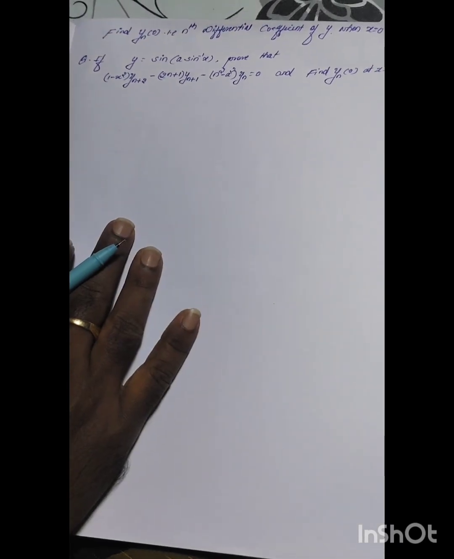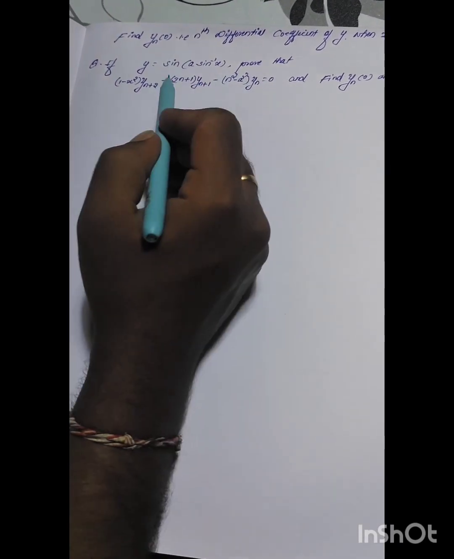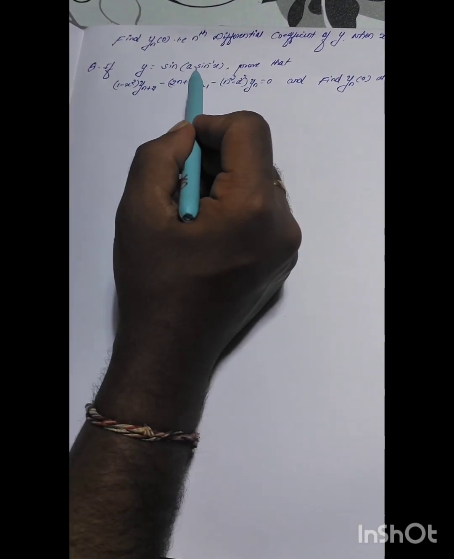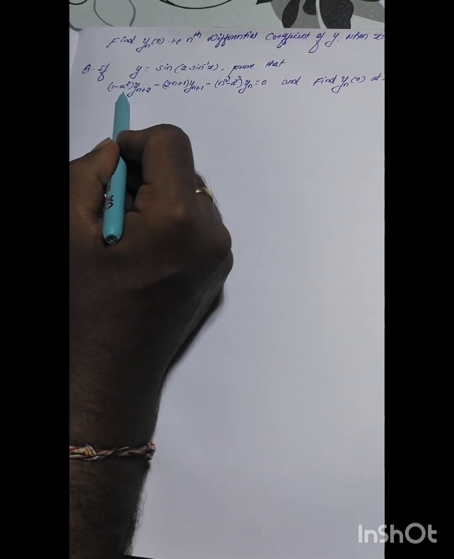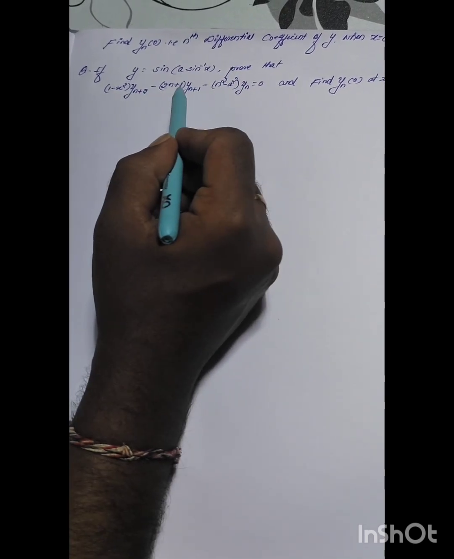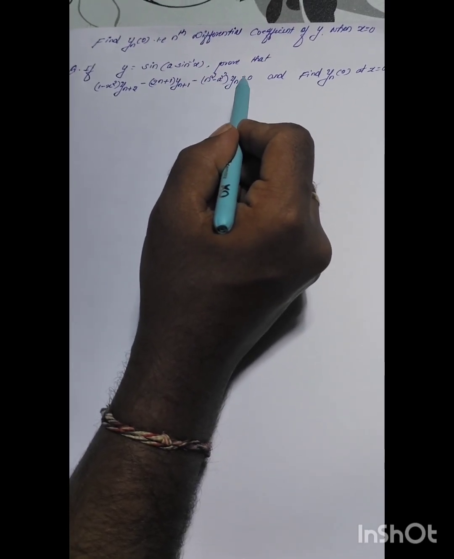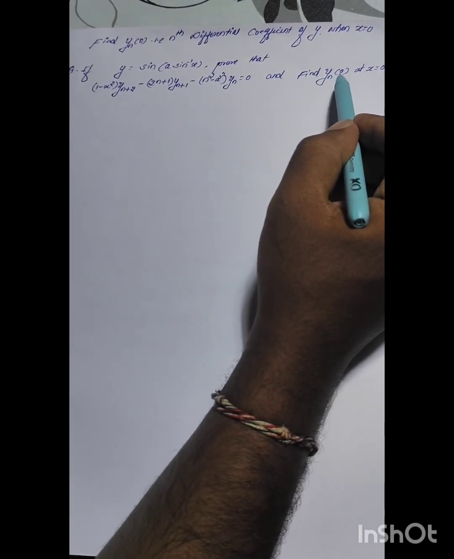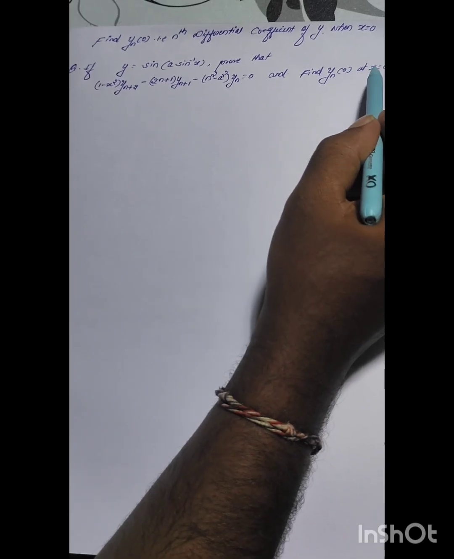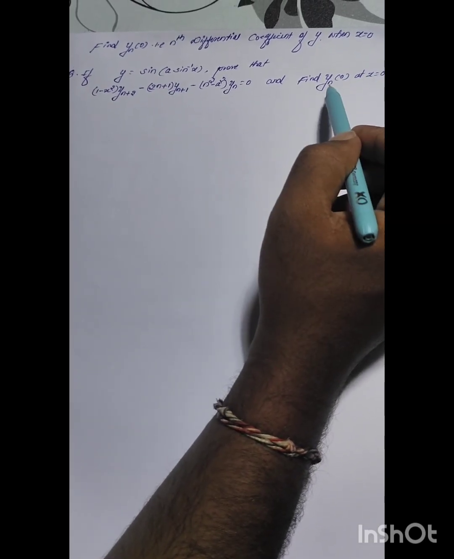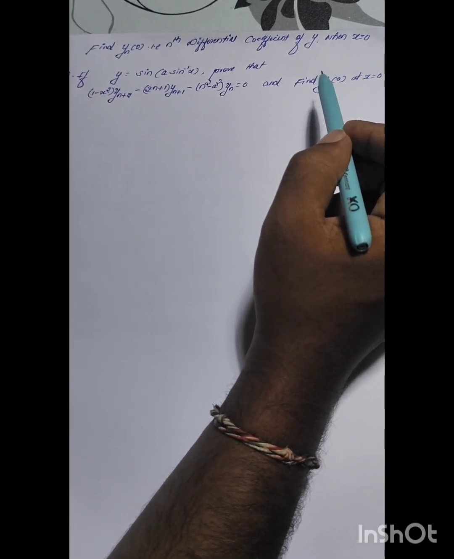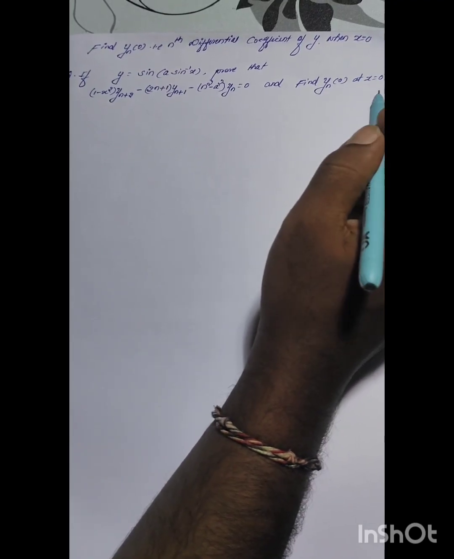The first part will remain as it is, using the Leibniz theorem. We'll start with whatever is given: y is equal to sine of a sine inverse x. Then prove that (1 minus x square) yn plus 2 minus (2n plus 1) x yn plus 1 minus (n square minus a square) yn equals 0, and find yn of 0, which means we may have to find the differential coefficient of y at x equal to 0. Okay, so we'll start the solution.